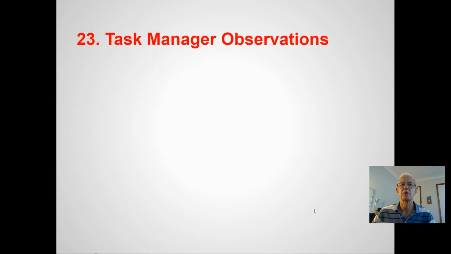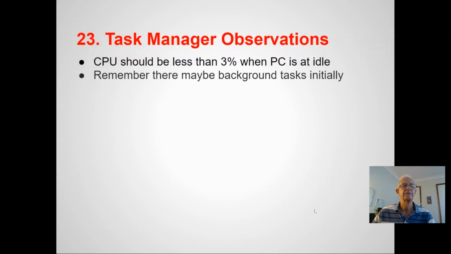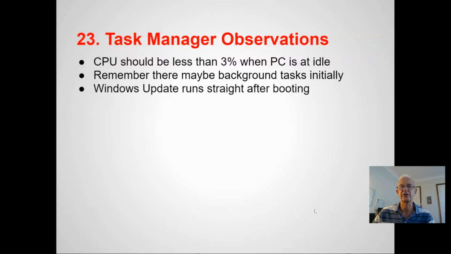Okay, so we might make some observations when running Task Manager. The first one is that when the machine has settled down after first turning it on, you should be looking for an idle CPU usage of between 1 and 3%. Anything in that range is perfectly satisfactory. But remember, initially there will be a lot more activity. So if you go into Task Manager as soon as you can, right when the Windows desktop comes up, you will notice that it's significantly higher than that.